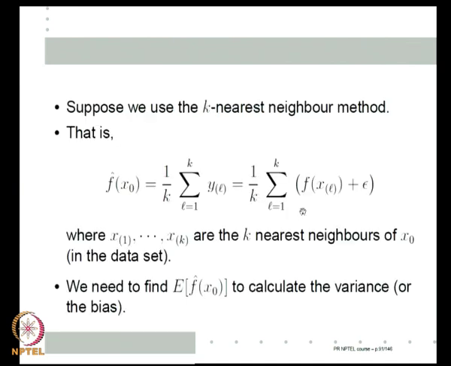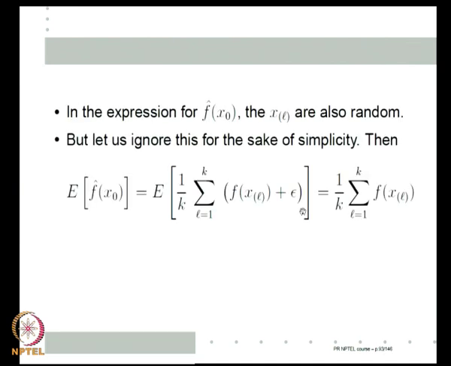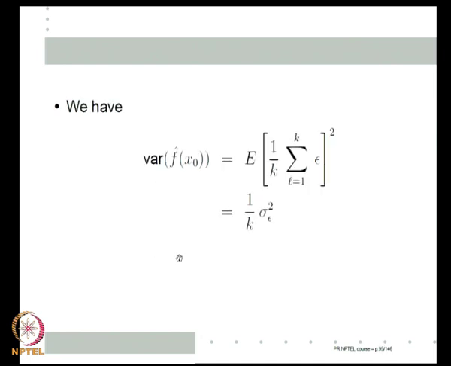That means between f hat of x naught, which is this, and the expected value of f hat of x naught, the only difference is epsilon, because we are not worrying about averaging with respect to x l, which you do not have to do if there are enough training examples, since then they are distributed roughly the same way. So, the variance is very simple: the variance of f hat of x naught, f hat of x naught minus expected value of f hat of x naught, the difference is only epsilon. So, this is l equal to 1 to k, because I am summing over k nearest neighbors, and this square.